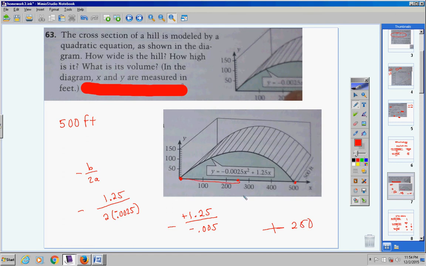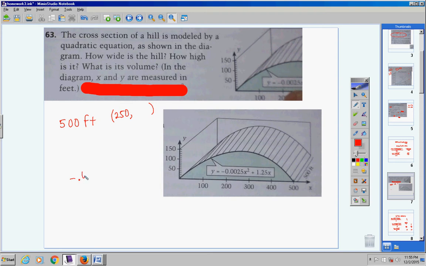So I'm over 250. Now, how do I get the height? Well, remember, the vertex has two parts. You just found the x part. Now you gotta find the y part, or the height. So we take 250 and we substitute it back into the equation right here. So I have negative 0.0025 times parentheses 250 squared plus 1.25 times x, which is 250. So remember, you first square the 250. So 250 squared is 62,500.